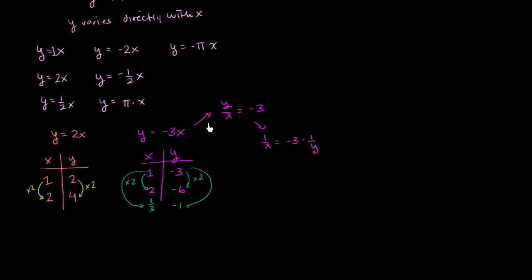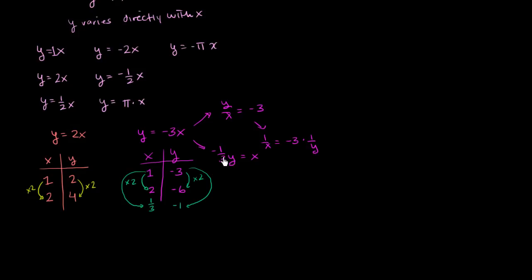Or you could just try to manipulate it back to this form over here. And there's other ways we could do it. We could divide both sides of this equation by -3, and then you would get -1/3 y is equal to x. And now this is kind of an interesting case here, because here x varies directly with y.